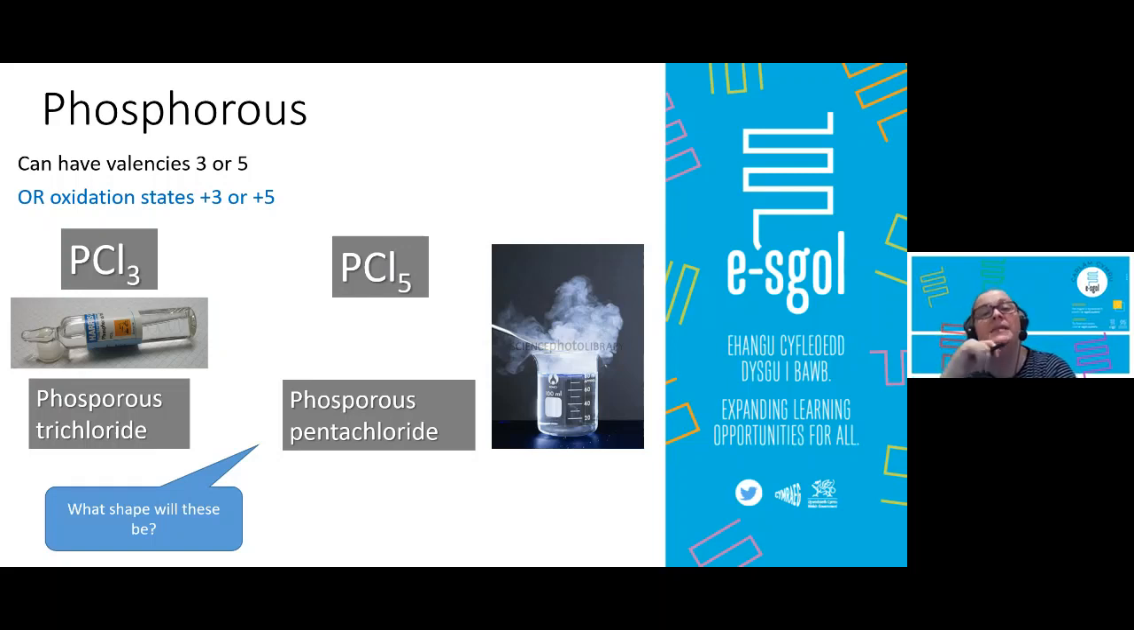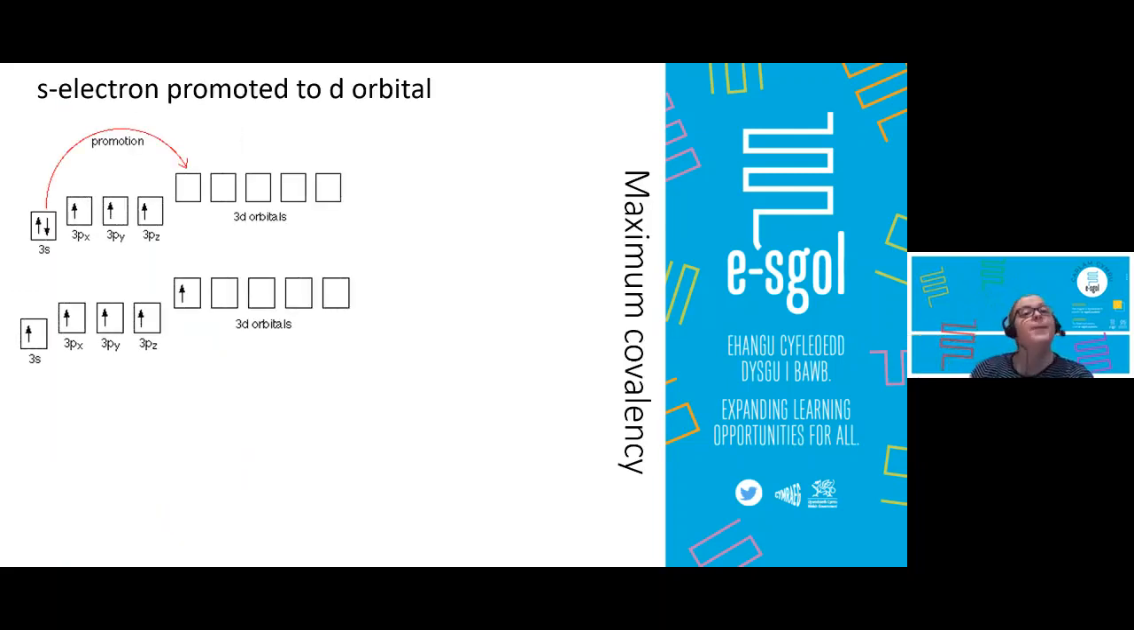Differently to that, then you've got PCl5, which now has a different shape entirely due to the fact that you've now got more bonding pairs around it. So it picks up a different shape, and we call the shape of that one trigonal bipyramidal. Okay, how does it come about? Well, again, it's to do with this promotion of electrons.